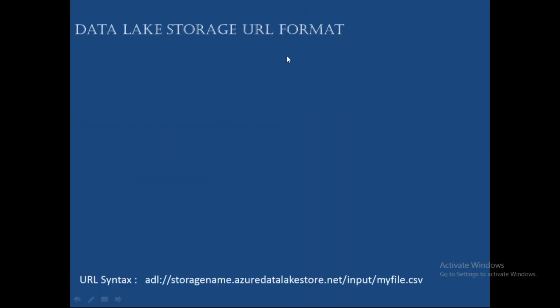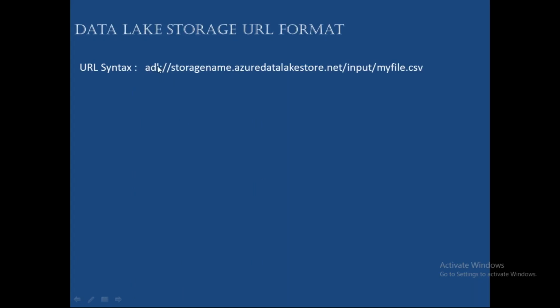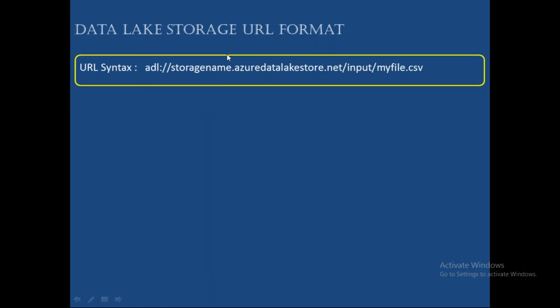Okay, let's talk about the Data Lake Storage URL path: adl://storagename.azuredatalakestore.net. If you have any subfolder, you need to give your file names. These are for reading the data. Let's imagine, this is the syntax: storage name, then the input container, file name .csv. Here the storage name is cloudpandit. Inside cloudpandit I have an input folder, and inside the input folder I have a cust.csv.